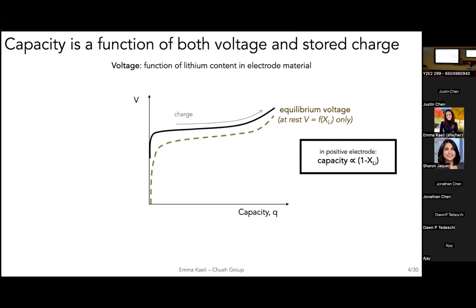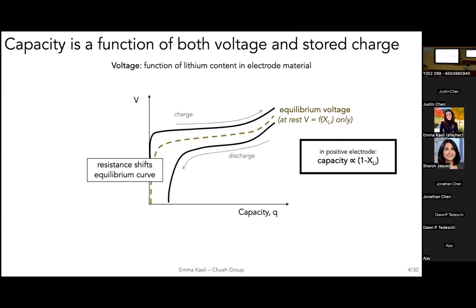Within our battery system, as we are charging, you'll notice that the voltage curve tends to be bumped up a bit and on discharge bumped down a bit. And this is a result of resistance, which shifts the equilibrium curve. You can think of it as Ohm's law, so V equals IR. If you have positive current times the resistance, it's going to increase the voltage, negative current, decrease the voltage.